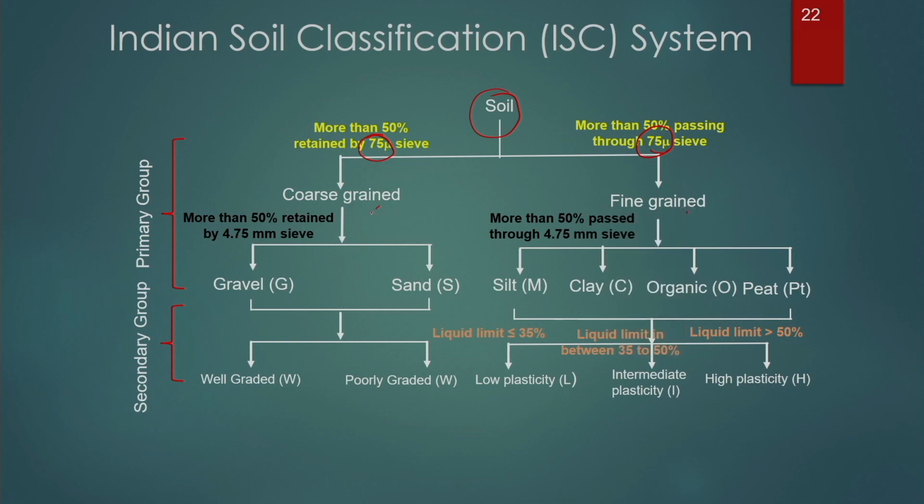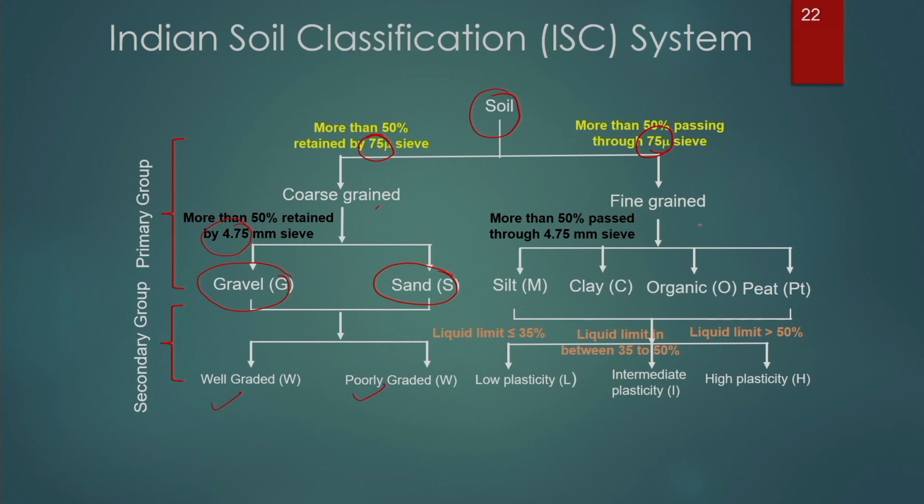If the soil is a coarse grained soil, then it can be either gravel or sand. If more than 50% of the coarse grained soil is retained on the 4.75 mm sieve, then the soil will be gravel. If not, or if more than 50% is passing through the 4.75 mm sieve, then it will be known as sand. Once we know whether it is sand or gravel, then we need to determine how much fine content is in it. If the fine content is very less, say less than 5%, then we need to check whether it is a well graded soil or a poorly graded soil.